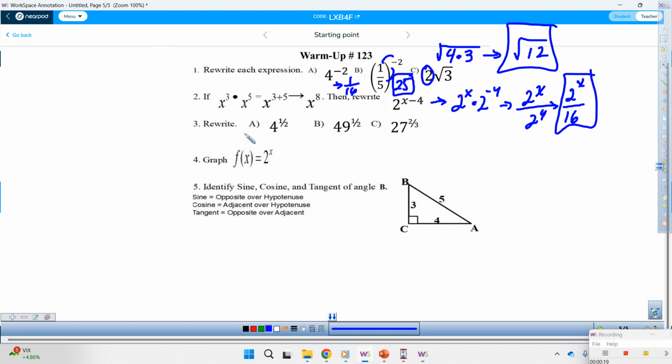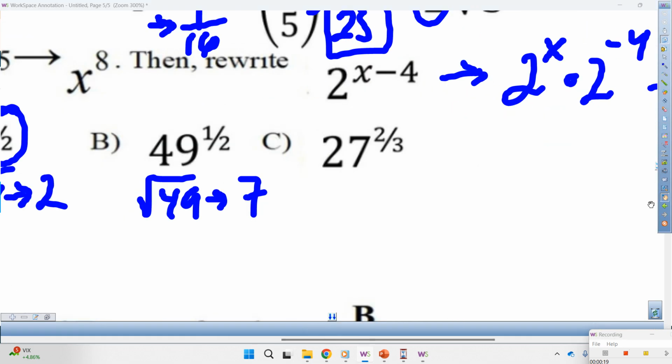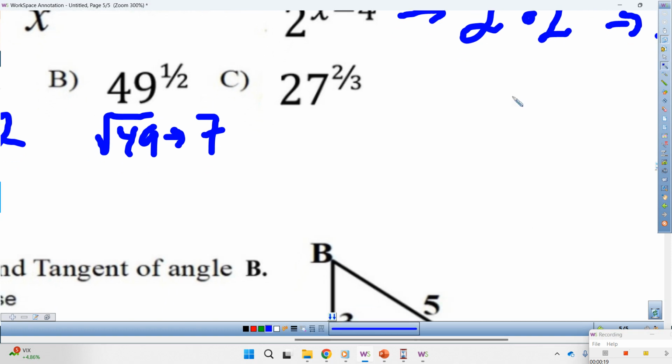Number 3, 4 to the 1/2 power, that's square root of 4, which is 2. 49 to the 1/2 is square root of 49, which is 7. Let's go with C. Let me zoom in for that one just to make sure we got it. 27 to the 2/3, we need to rewrite it first. That is 27 to the 1/3 times 2. 1/3 times 2 is the same as 2/3.